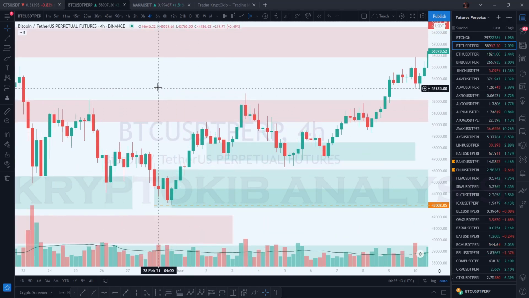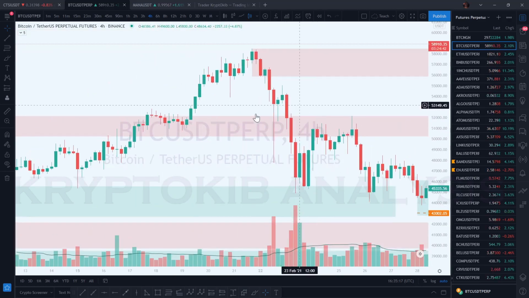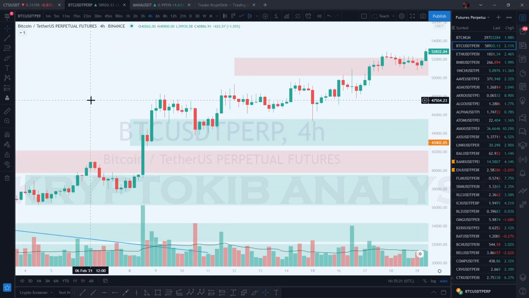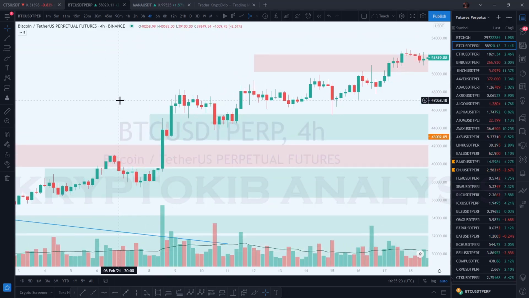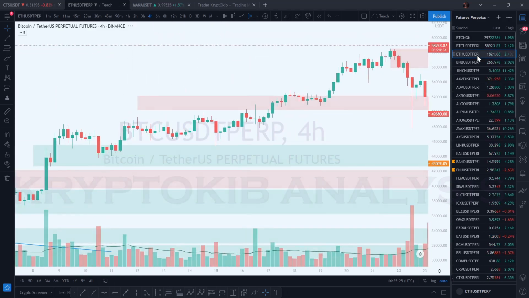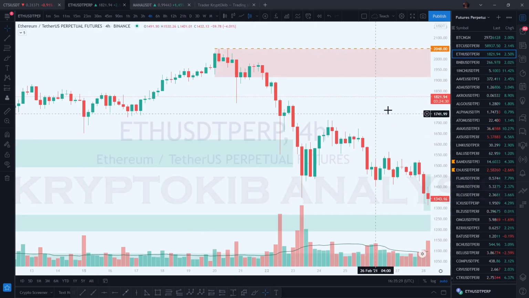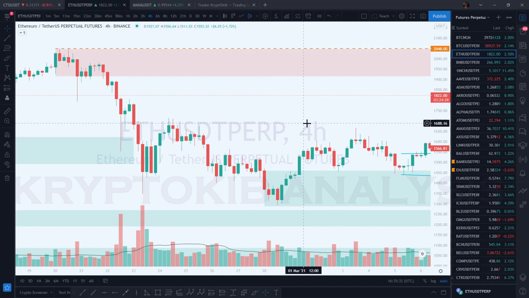Sorry, I'm still looking for an inside bar. Seems inside bar doesn't form as much on Bitcoin. Let me change this coin. Let me see ETH. Okay, this is an inside bar.